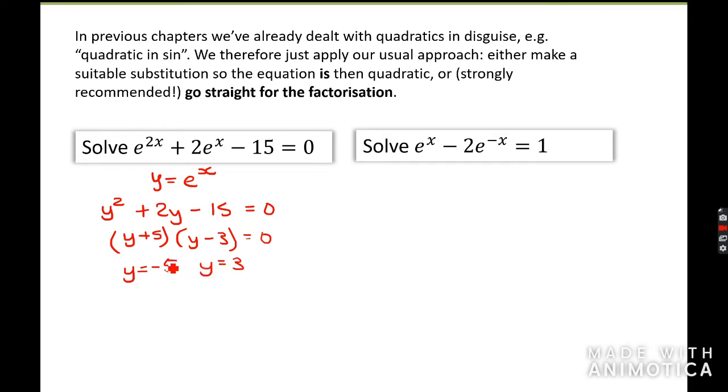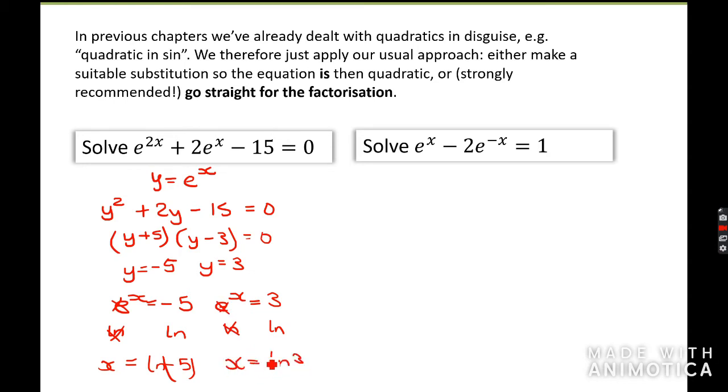But obviously we aren't using y, we're using x. So e to the x equals minus 5 and e to the x equals 3. The inverse of e to the x will be to log natural both sides. So that cancels out the e. So x will equal the log natural of minus 5. And we do the same on this side. Log natural both sides so we can cancel the e. x will equal log natural 3.